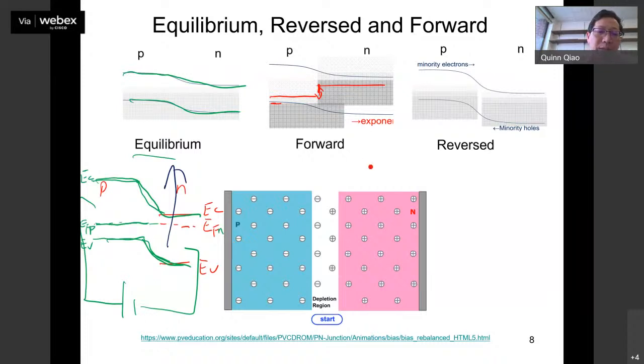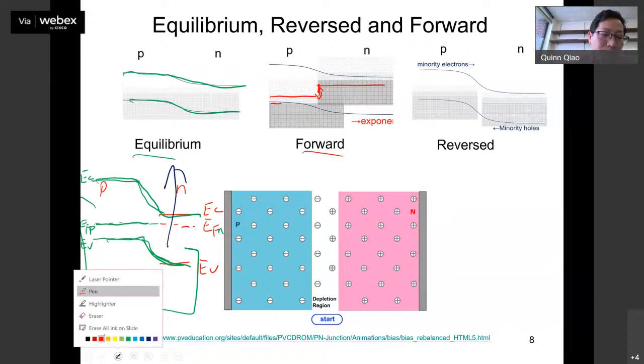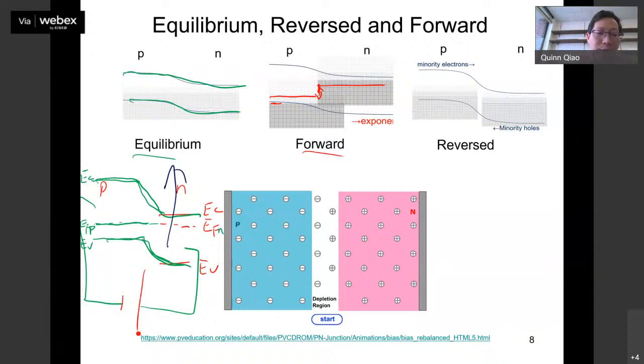And then if you move the N side lower, think about the polarity of the battery. You change it to negative here and positive here, and then you basically move the P side up. In other words, you drag the N side down. You see here, this one goes down, this one goes up. And this is called reverse bias, okay?